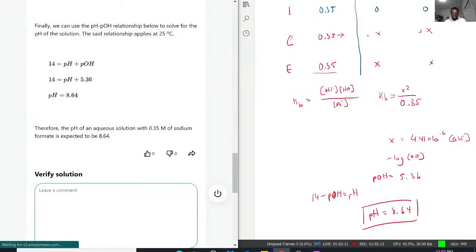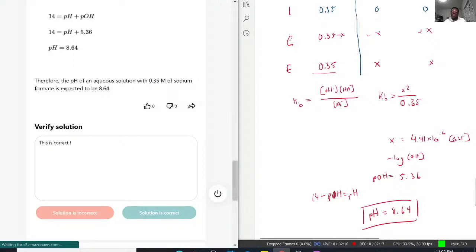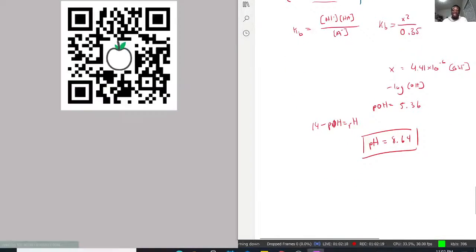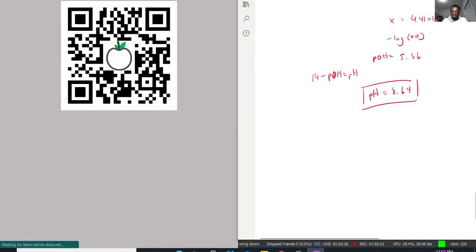So with that being said, this is correct. And you can see here how they also broke it down step by step as I did to get that answer. So now as the last part, we want to do question number 10.